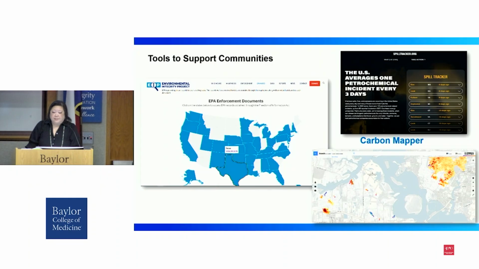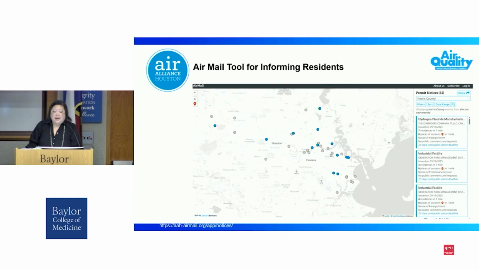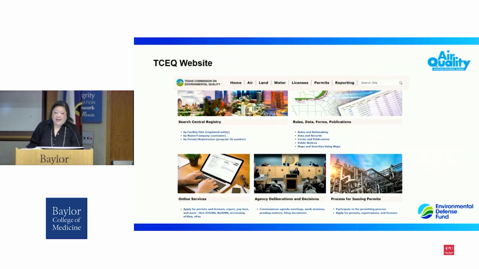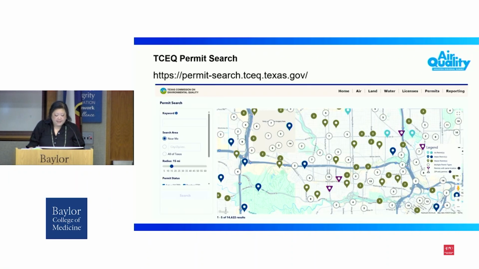And so there's other tools that are available, as well as the airmail tool from Air Alliance, which helps to alert residents about potential new permits of facilities that are coming into their neighborhoods and gives them a lot of great information on those air pollutants. You can access public records, TCEQ, EPA, and the TCEQ website, which includes the threshold limits and values for different exposure limits, and the permit search. So you can link all of those to that.